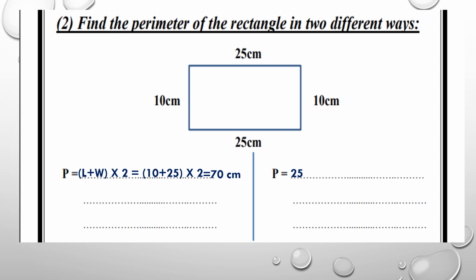The second way, I will use an addition only. I will add 25 plus 10 plus 25 plus 10 because we have two lengths and two widths. So the total answer is going to be the same number, 70 centimeters.